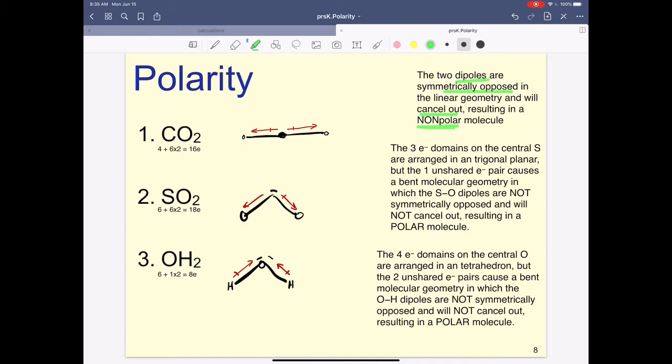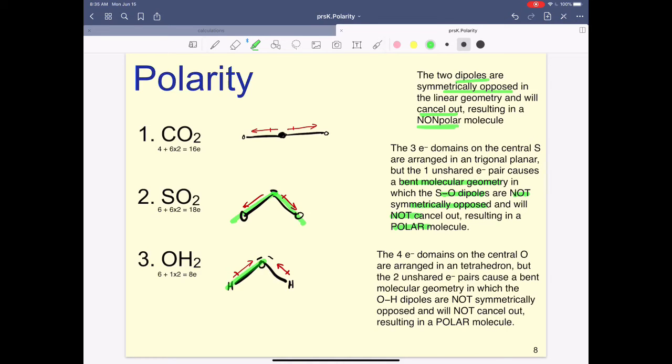As opposed to sulfur dioxide, when the molecule is bent, the SO dipoles are not symmetrically opposed. Certainly there is symmetry in the molecule, but the dipoles themselves are not symmetrically opposed and will not cancel out, resulting in a polar molecule.